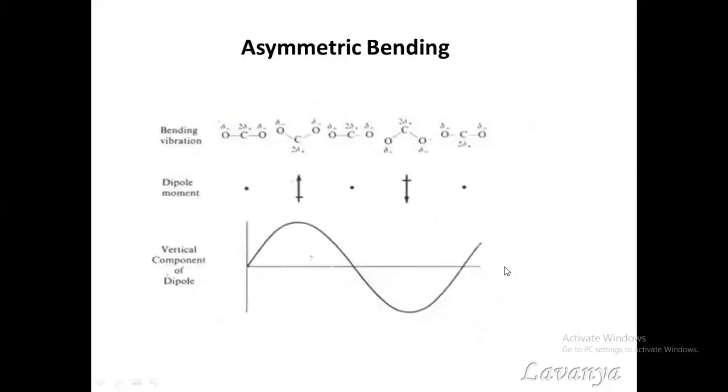And even if you consider the bending also, initially the molecule is arranged like this. When it is bent upward, the direction of dipole is upward, and then it comes back to the normal position, and then it can bend downward, and then it comes back to the normal position. If this direction of dipole is represented with time in a graphical manner, we will get again a sine wave.